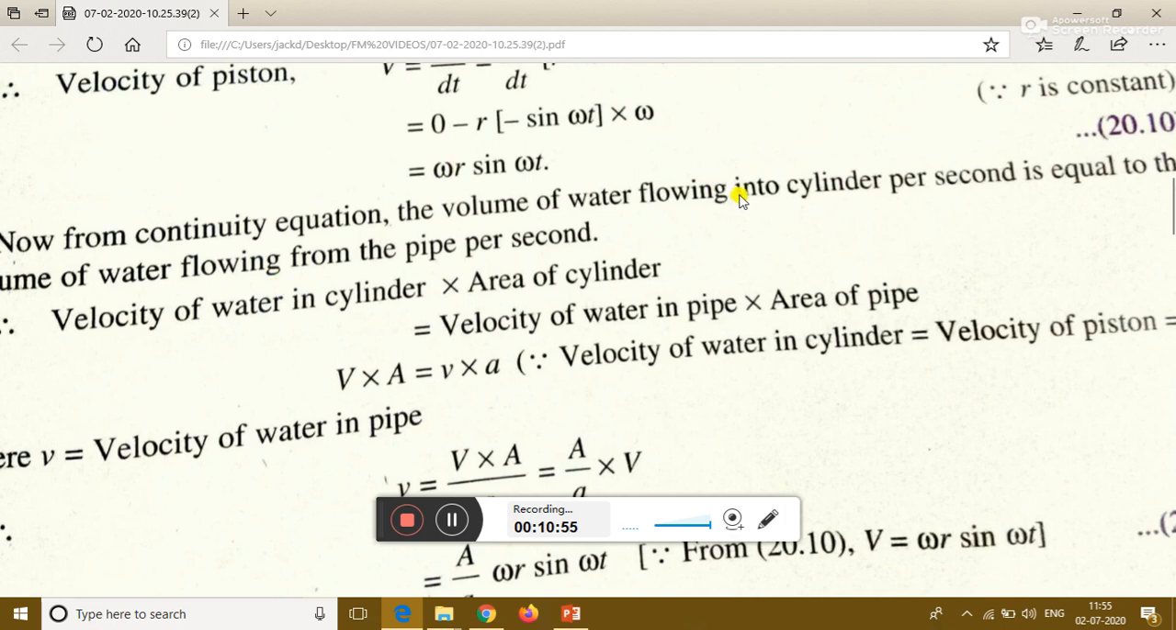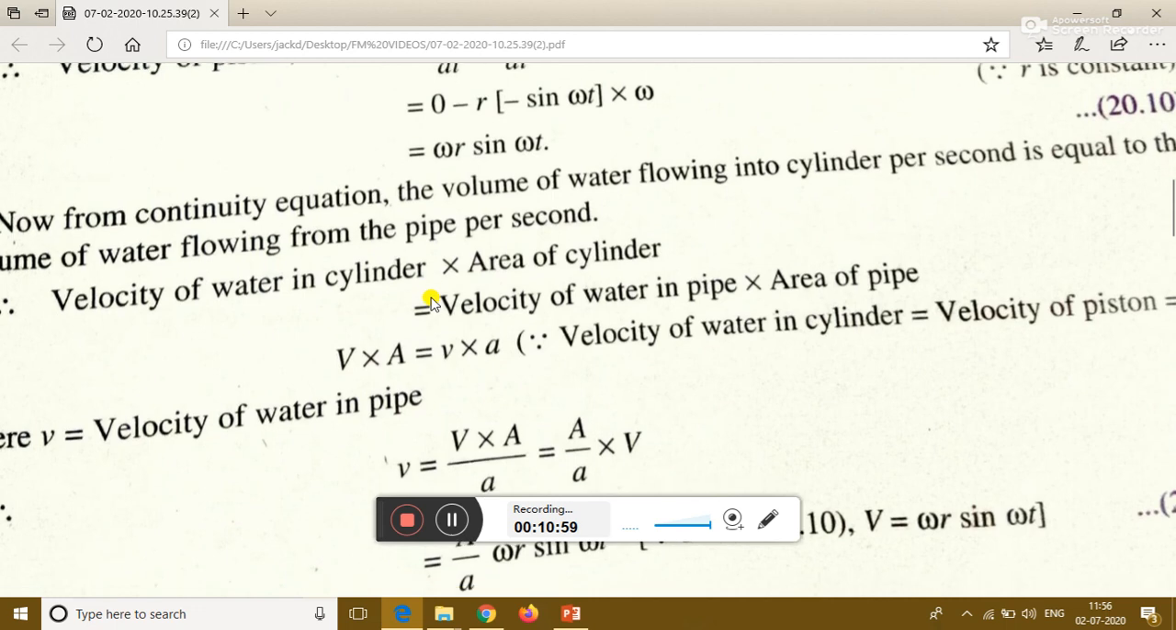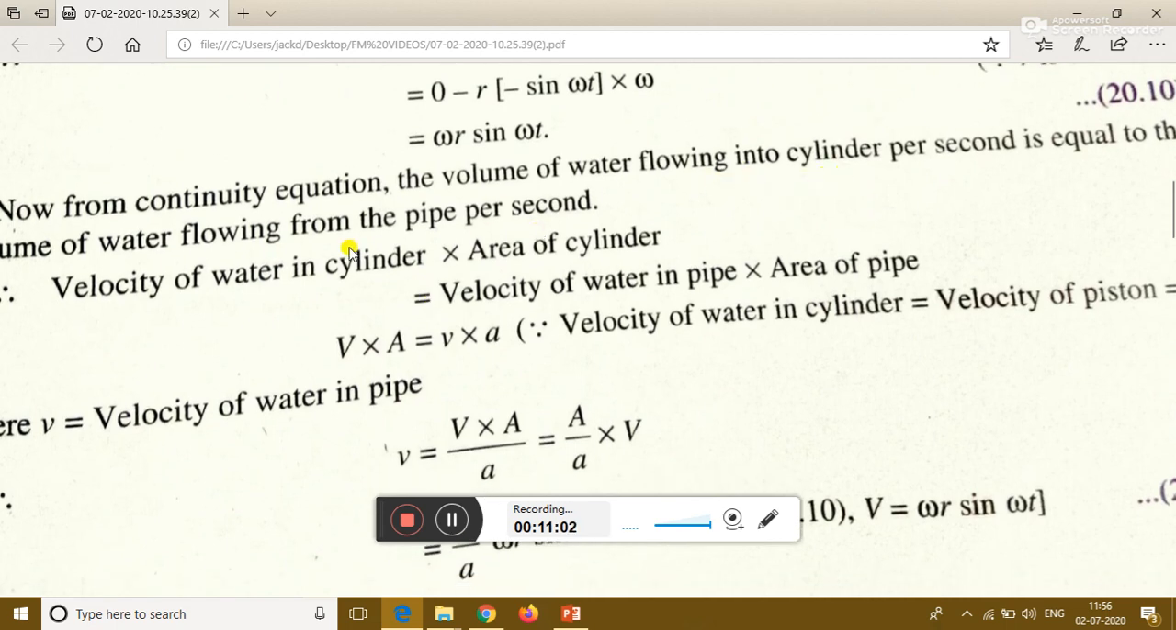So volume of the water flowing per second is discharge. That is why I said discharge. So what are the two things? Cylinder and the pipe. So we have to consider the discharge in the cylinder and the pipe. What is the discharge in the cylinder? It will be the area of the cylinder into velocity of water in the cylinder, right?